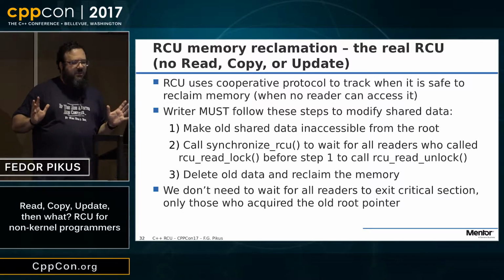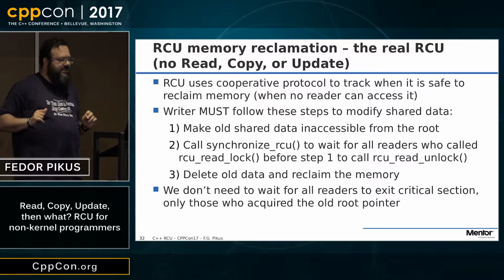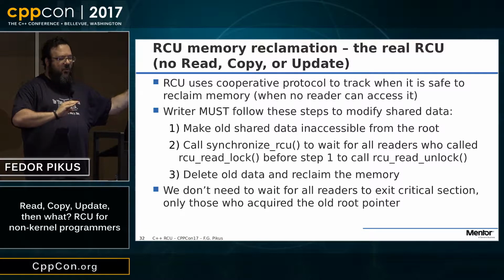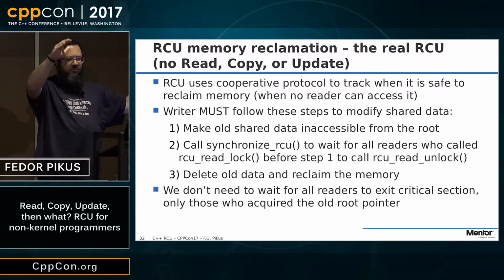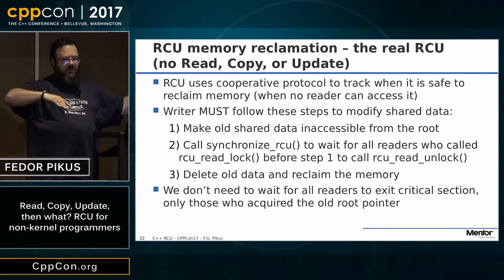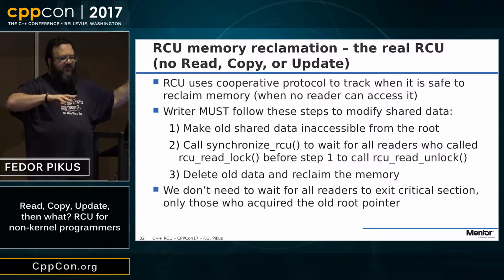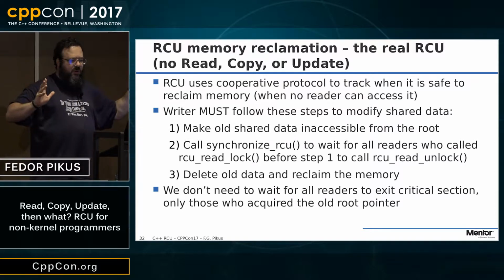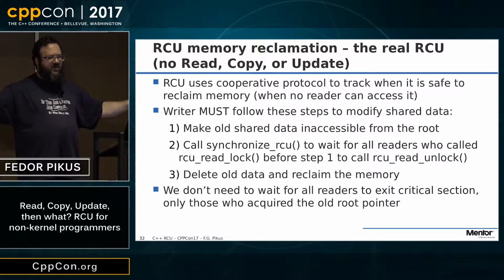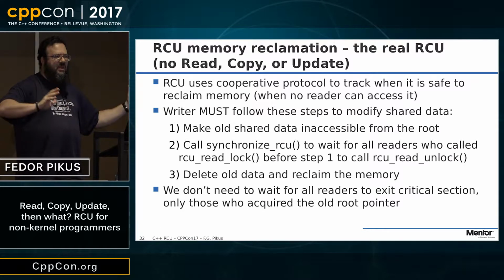At some point, the writer has to call, let's call it synchronize RCU. And what that would do is it would wait for all the readers who called read lock before step 1. So before I made my data hidden. All the readers who could see my data that is now hidden. It wasn't hidden for them yet. So I have to wait for them to call read unlock. It's very important that I don't have to wait for all readers ever to stop reading, because that may never happen. I just have to wait for all the readers that saw my hidden data before it became hidden.